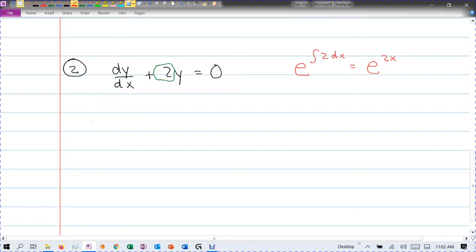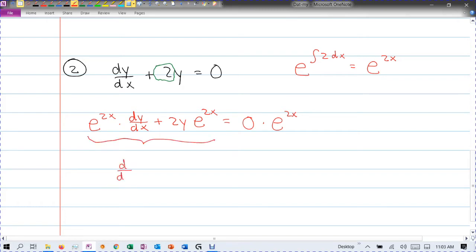Now I'll do this one more time. I'm going to stop doing this at some point. So I multiply the left side by this integrating factor, multiply the right side by that integrating factor. On the left-hand side, we know just by design that that is the derivative with respect to x of the product e to the 2x, which is our integrating factor, times y. We don't need to show that. We know it's true. And then the right-hand side is still 0.